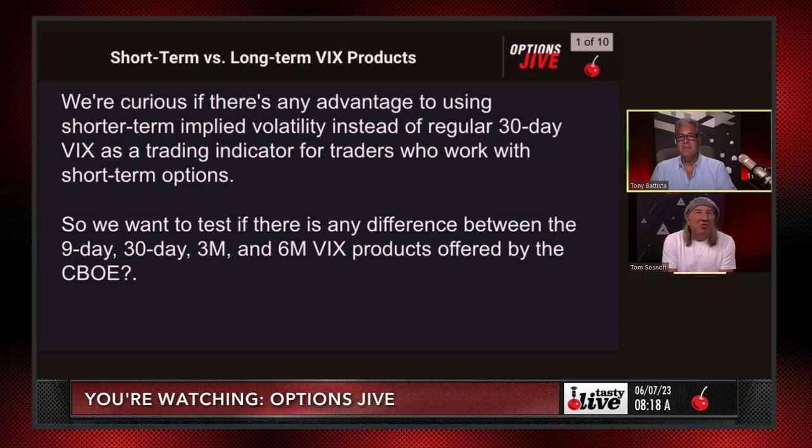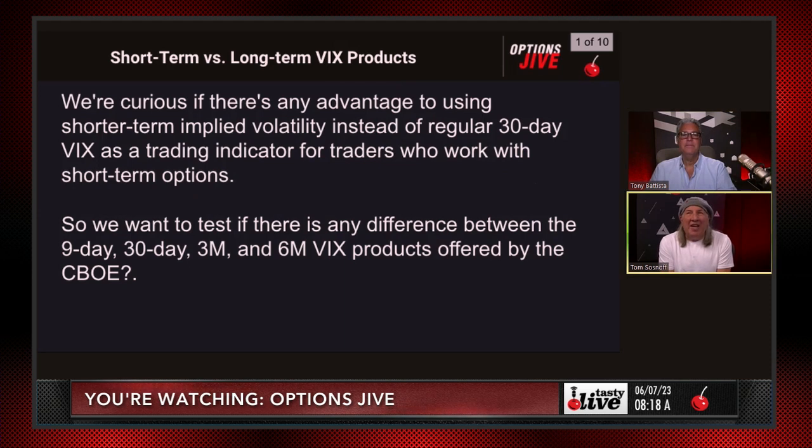Short-term versus long-term products. We're curious if there's any advantage to using shorter-term implied volatility instead of the regular 30-day VIX as a trading indicator for traders who work with short-term options. So in other words, so many people have been trading around short-term 0, 1 DTE options that we're curious, hey, is there a reason to use a shorter-term VIX? So we want to test if there's any difference between the 9-day, the 30-day, the 3-month, and the 6-month VIX products offered by the CBOE.